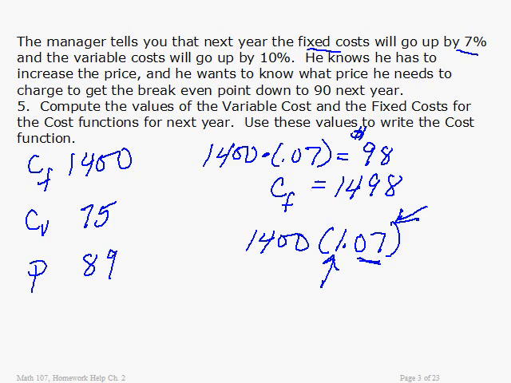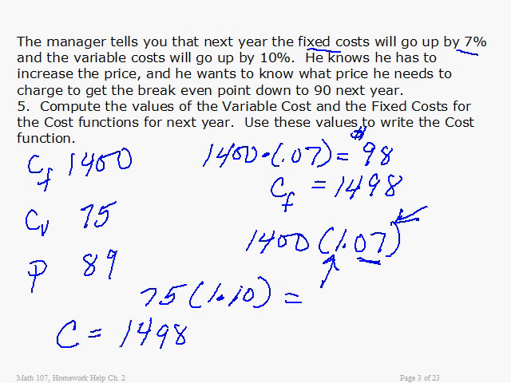Okay, then he says the variable costs are going to go up by 10%. So we could go 75 and multiply it by 1.10. So we take 10% of these, add it, and we find out the new variable costs. From that, you can write a new cost function. It's going to be the new fixed cost, which is $1,498, plus whatever the variable costs are, which looks like $82.50 times X.